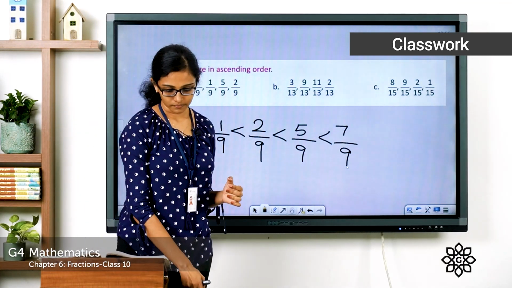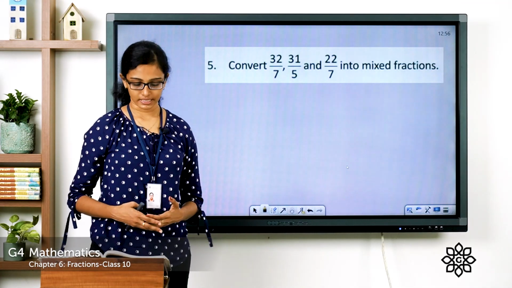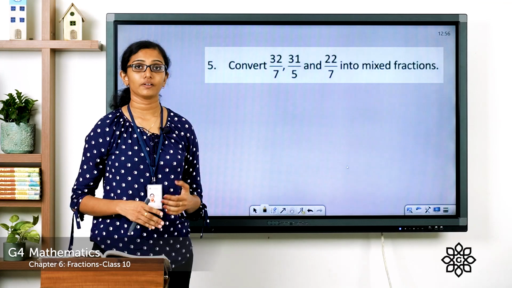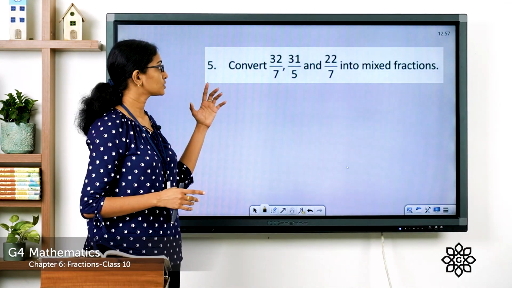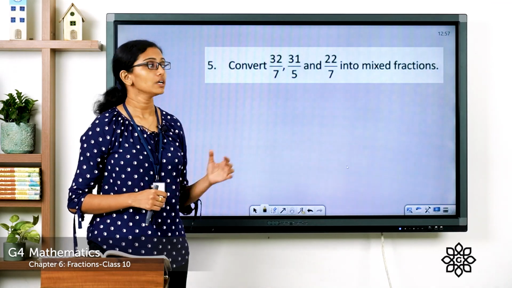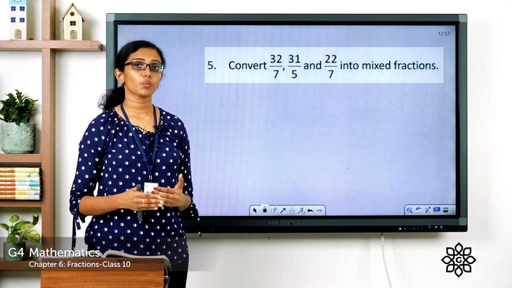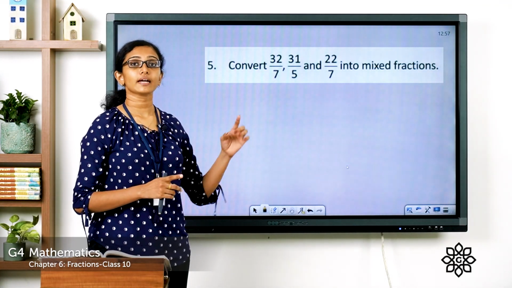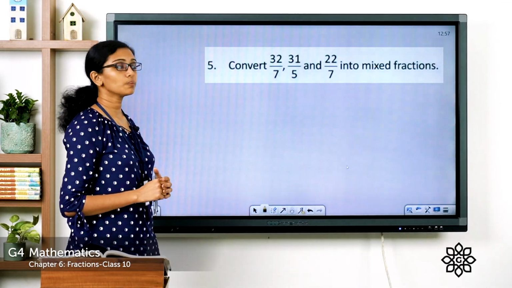Now the next one, question number 5. Convert 32 by 7, 31 by 5 and 22 by 7 into mixed fractions. So you have got 3 improper fractions here. You are asked to convert them into mixed fractions. How do you convert an improper fraction into a mixed fraction? You have to divide the numerator by the denominator. Let's see the first question, 32 by 7.